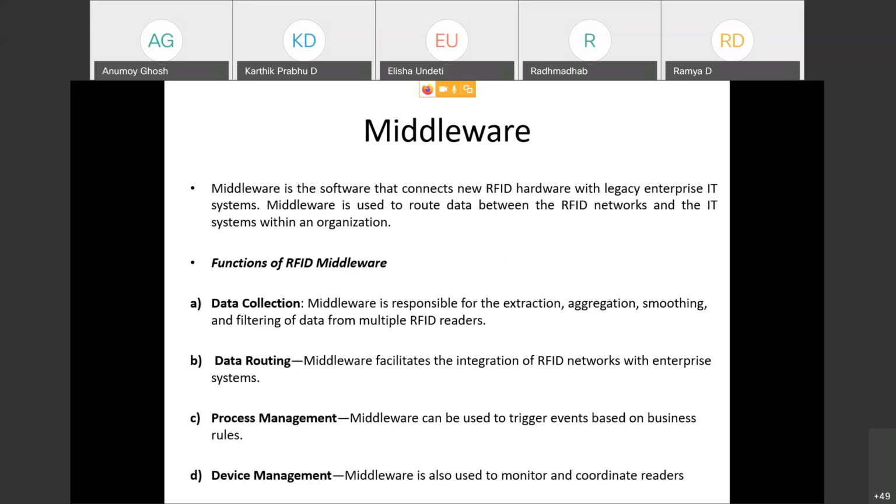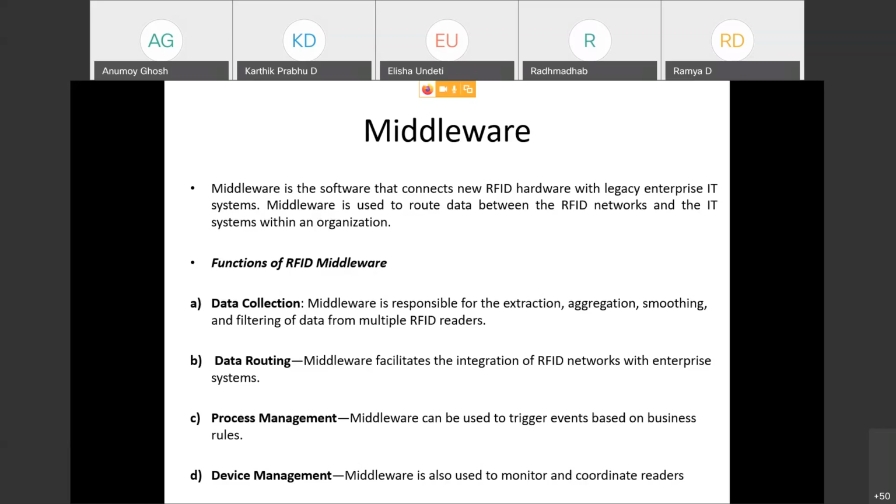Now comes the middleware. It is a kind of router which will be routing the data from the reader to the controller. So the first thing is data collection. Now the middleware, what will it do? There are two kinds of middleware setups. First, I can group, suppose, three readers at a time, so three readers will be accessing one middleware, or one reader per middleware. If there are many readers in one place, then I can group them in such a way that three readers will be accessing one middleware.